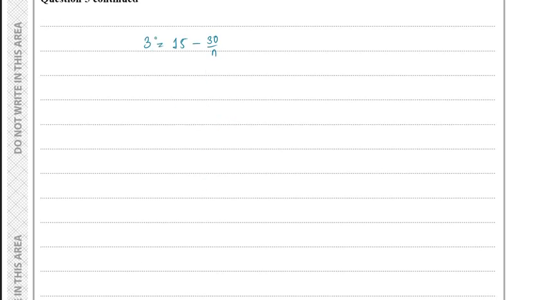If we take the minus 30 by n to the left hand side, it would be positive 30 by n. And if I take the 3 to the right hand side, it will be 15 minus 3, which would become 12. So 30 by n is equal to 12. So n would be, if I cross multiply however you call it, n equals 30 by 12.